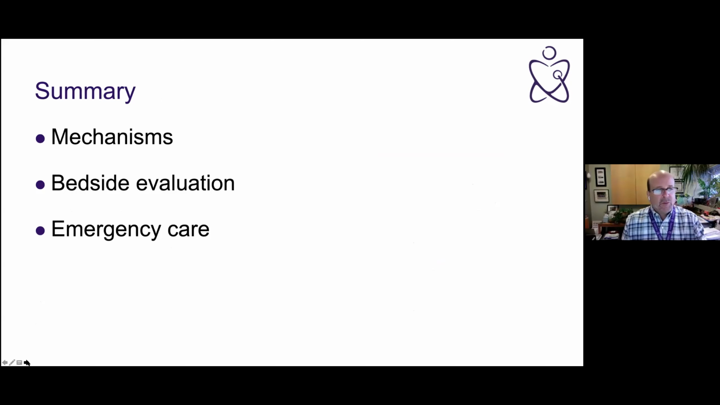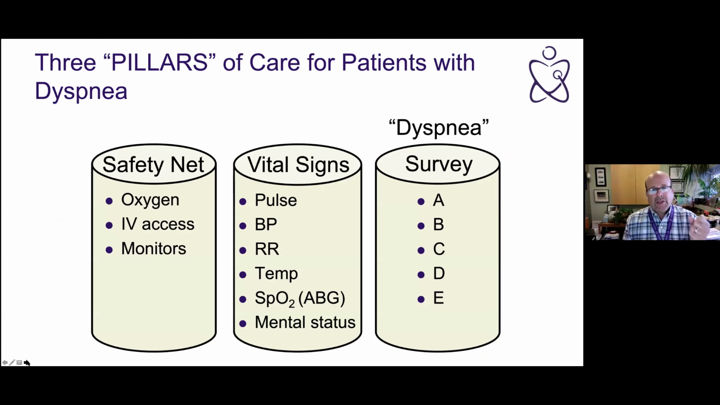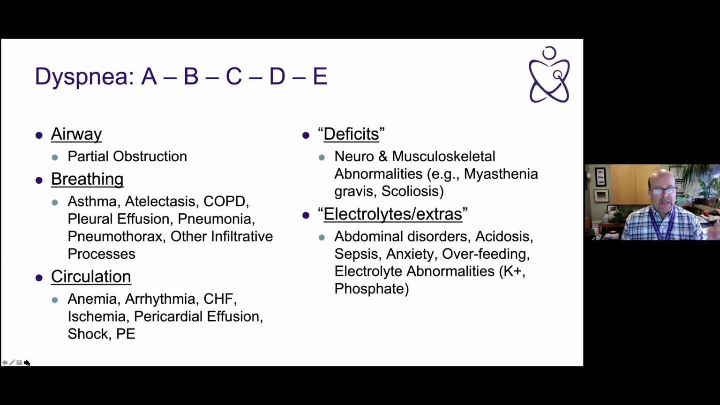So anyway, thank you, everybody. We've talked about the mechanisms of dyspnea, some of the bedside evaluation and emergency care. And then we talked about these 3 pillars. Get your safety net in place. That'll keep the patient safe. Get vital signs as the first part of your assessment, including mental status. And then do your dyspnea survey: airway, breathing, circulation, deficits, and electrolytes and extras. You'll be able to diagnose the vast majority of patients just like you did this morning.